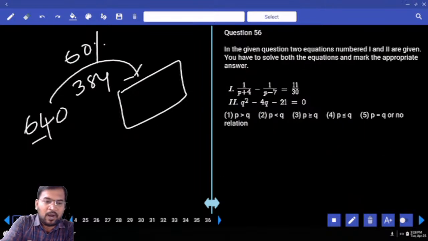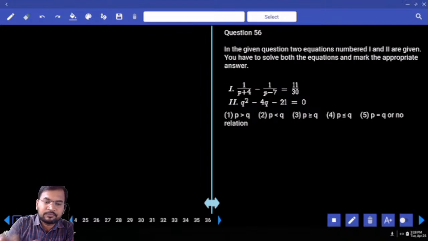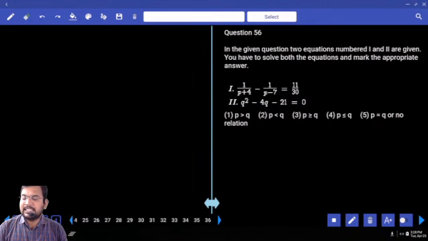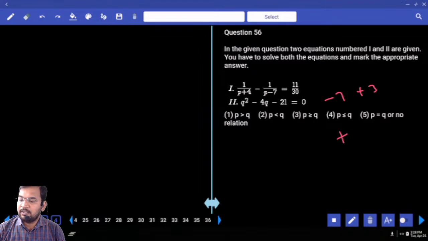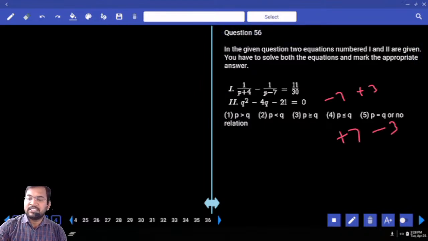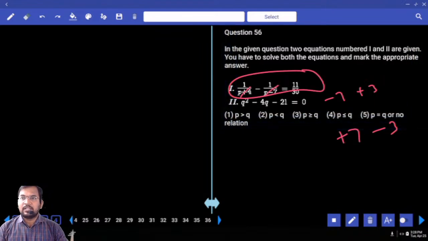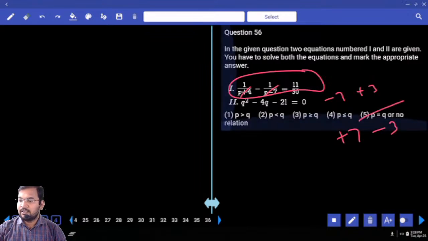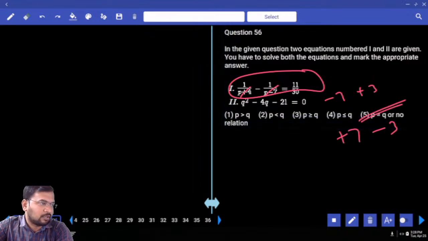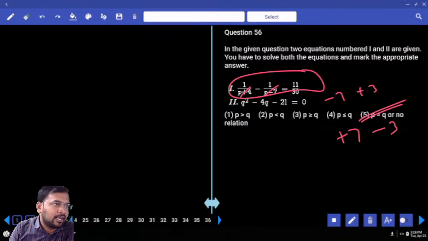Now check here, quadratic equations. See the second equation. What are the possibilities? 7 and 3. Minus 7 plus 3. It comes outside, plus 7 minus 3. Positive, negative value. If you see from the first equation, here also positive value is there, negative value is there. So one value is positive, another value is negative. Then the answer is cannot be determined. There is no relation, so no need to solve. Okay.